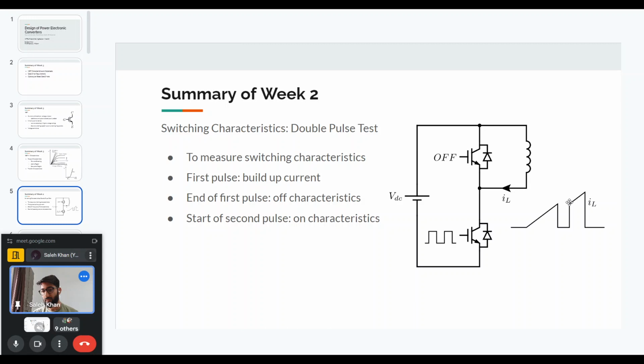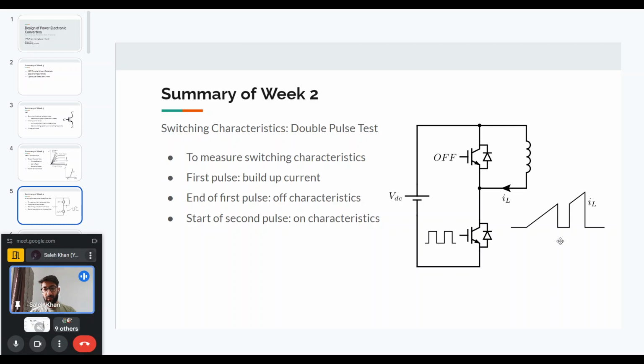And what happens is that at the end of the first pulse, we turn off the device at full DC voltage and the 50 amperes or whatever the current value that we want. So it is turned off at our desired voltage and current. So we get the turn off characteristics. We measure the voltage across the device, the current through the device, and all the energy that we want, all the times we can measure at that time, and that will give us the off characteristics.